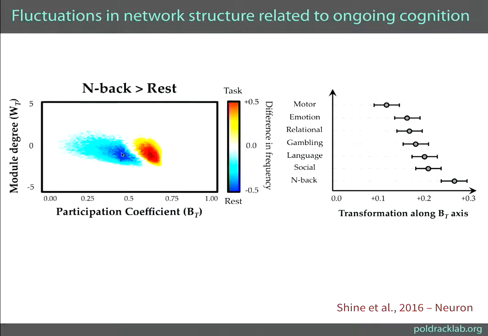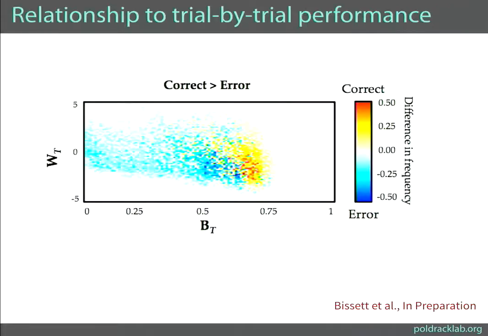This is basically showing that the cloud has moved to the right, in the direction of integration, when one does a task. If we look across all the different tasks and quantify how far that profile moves to the right, you can see that for more difficult tasks in general it moves farther to the right, especially for this N-back, which is a task that involves holding information in mind and then updating it in an ongoing manner.